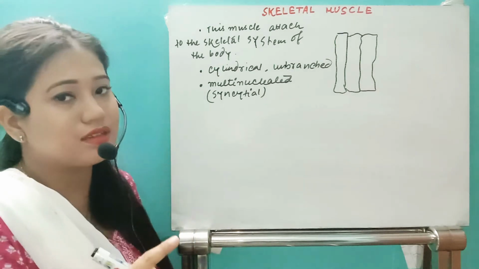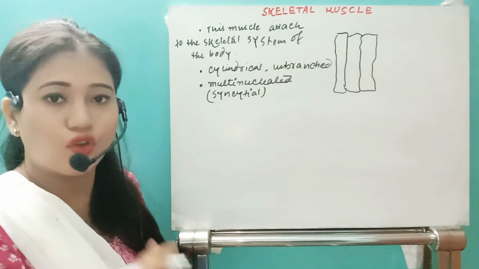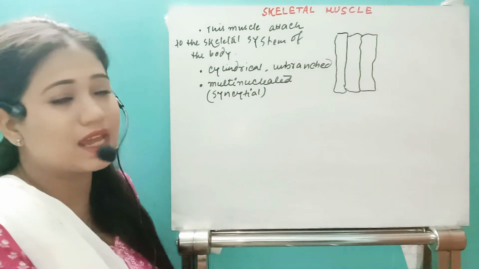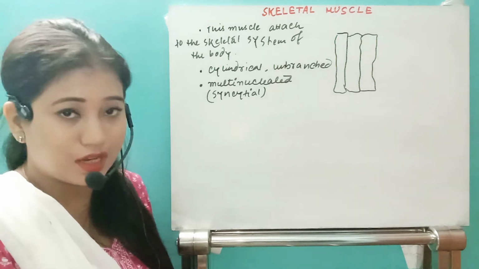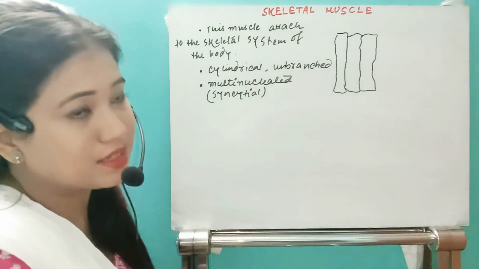That this muscle cell has more than one nucleus. Normally one cell has only one nucleus. Now in this case, skeletal muscle is going to have more than one nucleus. So that's why it is multinucleated. Also we can call it syncytial.